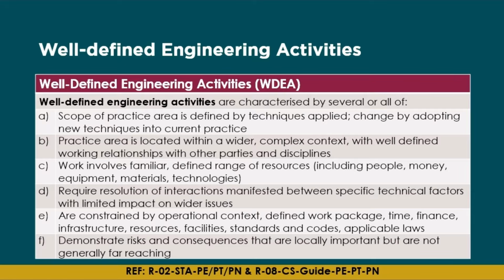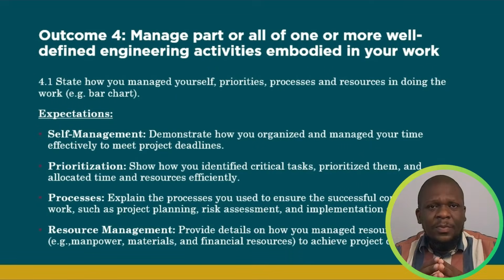So you need to be able to test your activity, whether it fits within these factors. If it doesn't, therefore it's not a well-defined activity. If it does, therefore it's a well-defined activity. Now, outcome 4. Outcome 4 talks about managing part or all of one or more well-defined engineering activities embedded in your work. Now, in terms of outcome 4, it's broken into 2 parts.